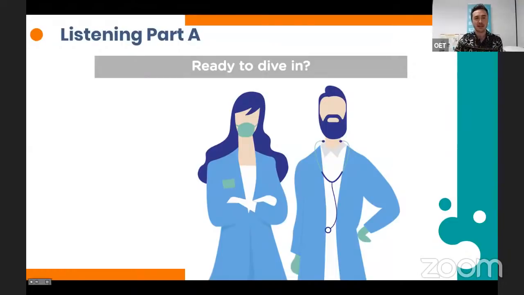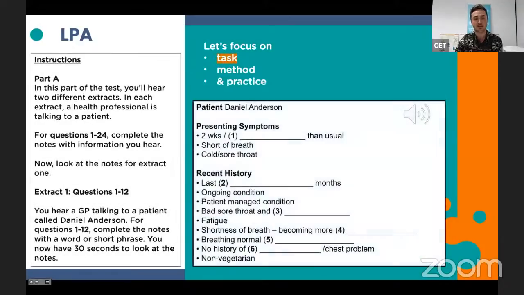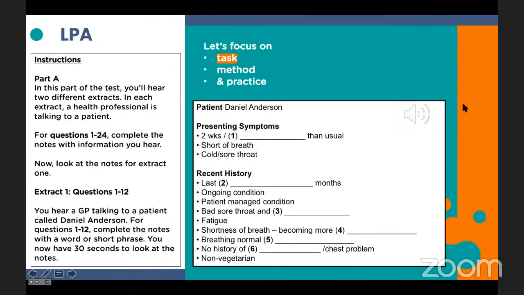Okay, let's get started and look at listening part A. What we're going to do is look at the task, then a step-by-step approach to this particular task, and then we'll do some practice. So here's the task. I'm going to disappear, and I'm going to play you the instructions that you'll hear on test day. Please listen and read along, because this is what you have to do on test day.